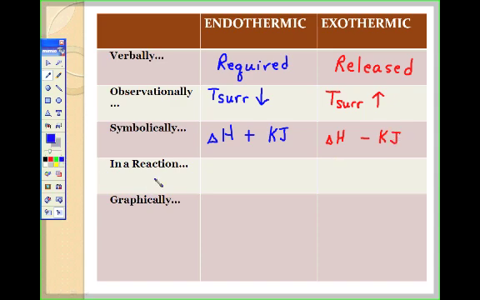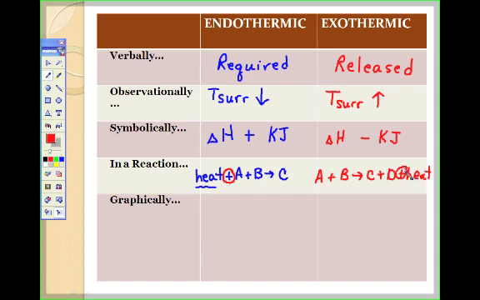In a reaction, we would write the heat term as a reactant. So heat plus A plus B going to some product C. So heat's written as a reactant. We never subtract in a chemical reaction. It's always going to be plus. In the case of exothermic, A plus B going to C plus D, we would put heat as a product. Again, we only add in chemical reactions. So for exothermic, it's a product. For endothermic, it's on the reactant side.